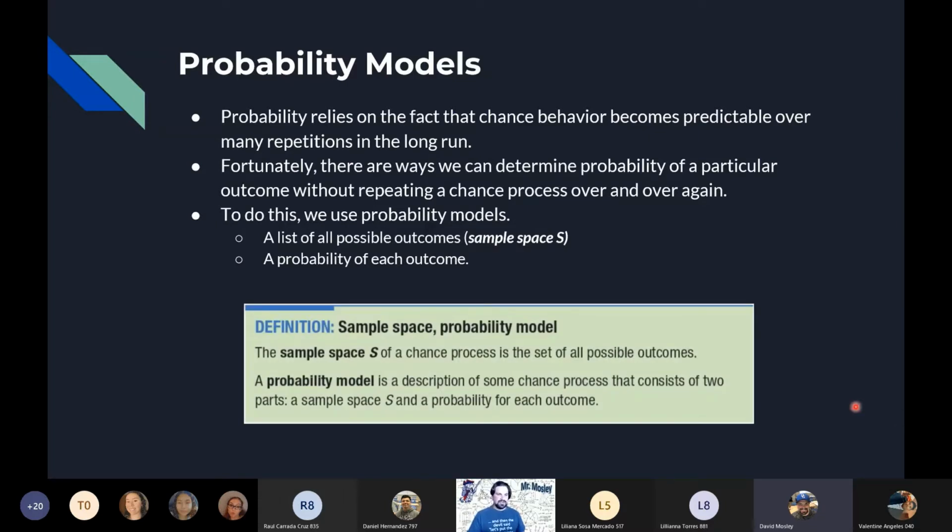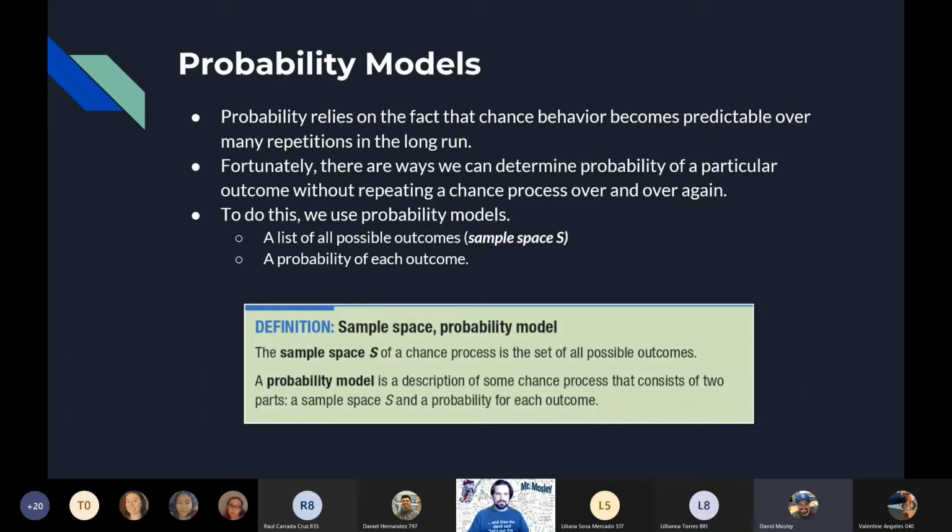This is the definition straight from the textbook. So we have their definition of sample space and probability model. The sample space S of a chance process is the set of all possible outcomes. This could be a list of all the possible outcomes. It could be a table of the possible outcomes. It could be a picture of all the possible outcomes. It's just a sample space. A probability model is a description of some chance process that consists of two parts, sample space S and a probability for each outcome.